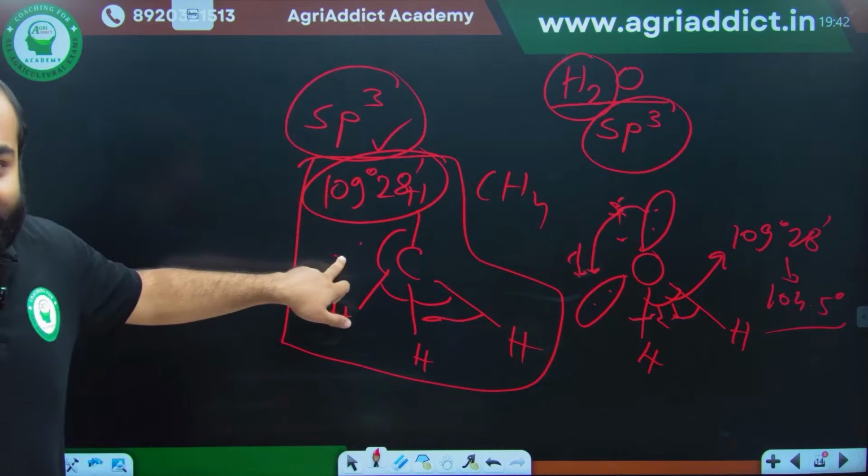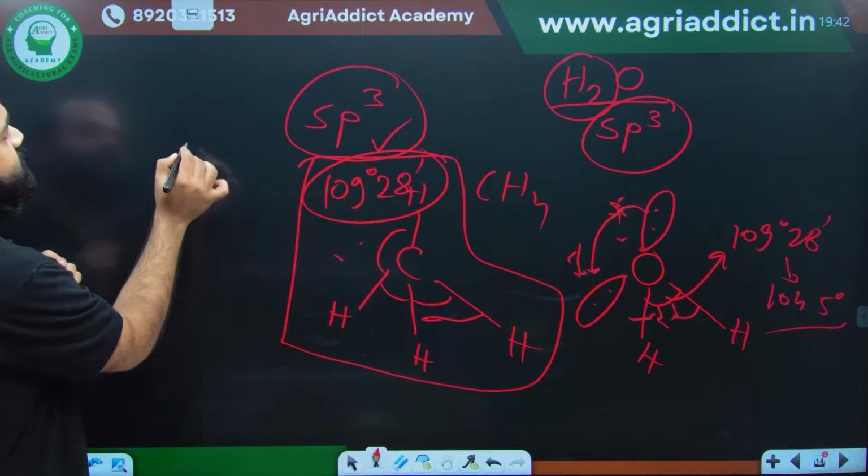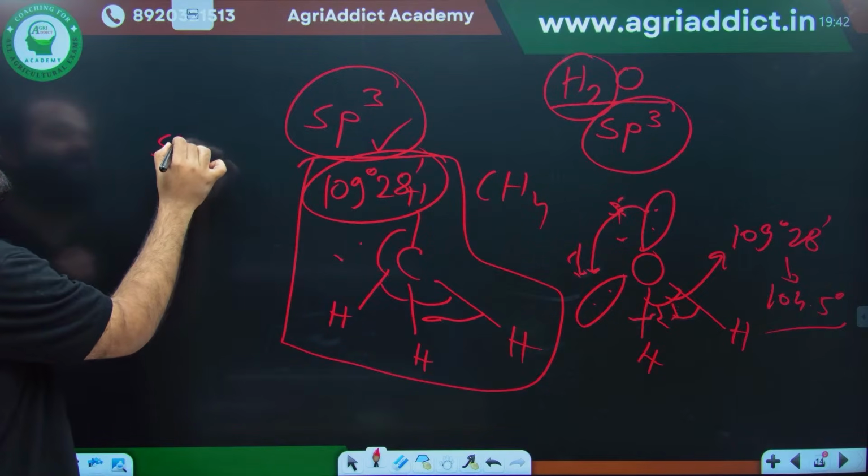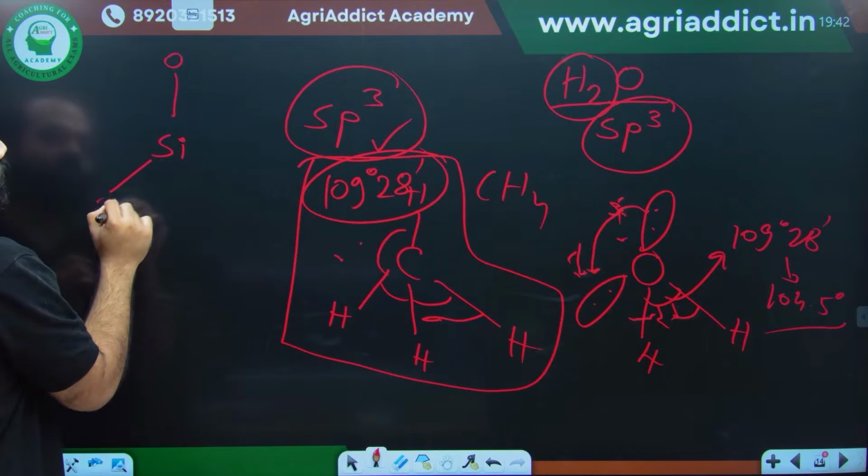So this is a tetrahedral. Now in our soil we will talk about silicates. So the cation in it, we will keep the cation in the middle. That will be a silicon, and we will have 4 oxygen.